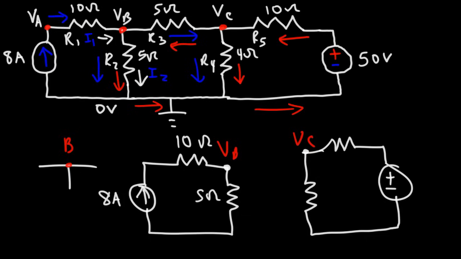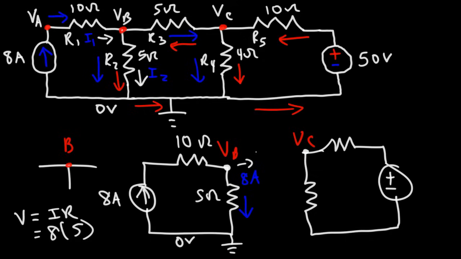Now we already know the current flowing in this circuit. It's 8 amps. So there's 8 amps of current flowing through the 5 ohm resistor. Now this is going to be the ground with a potential of 0 volts. Using Ohm's law, V equals IR. So we have a current of 8 amps flowing through a 5 ohm resistor. The voltage across that resistor then is going to be 8 times 5, which is 40. So VB is 40.